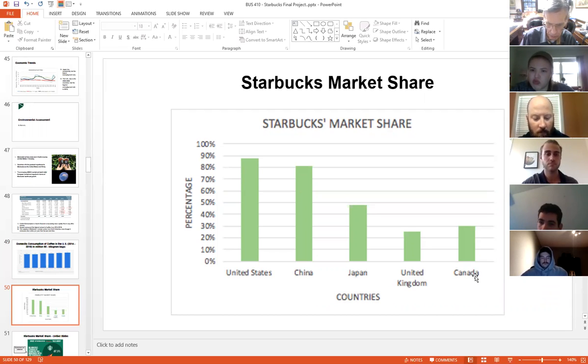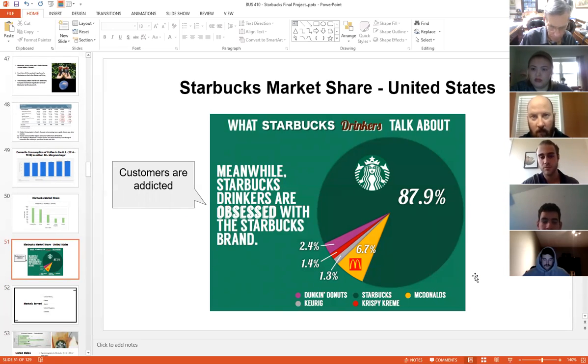This is a very positive chart. And in Japan, with almost 50% market share, that's not chopped liver. I mean, that's pretty damn good. Most consumer products companies would kill to get a 50% market share. Starbucks got 80% market share in China and the United States, which is amazing.